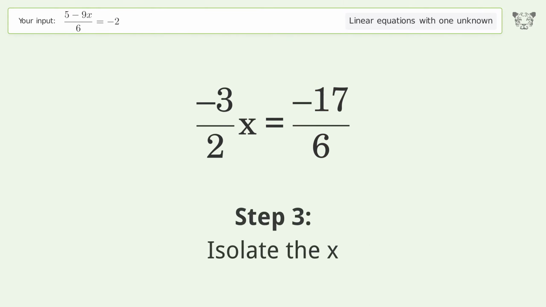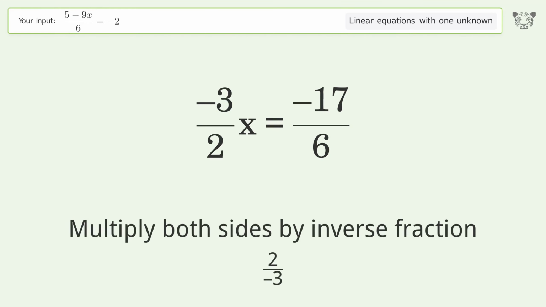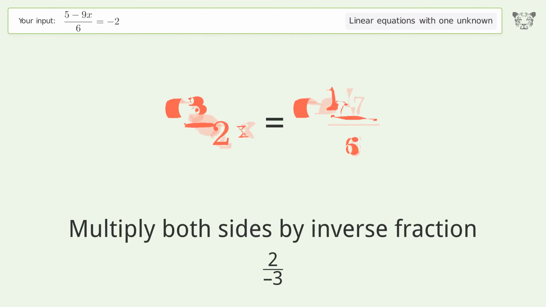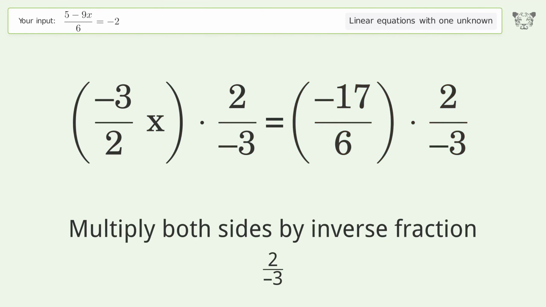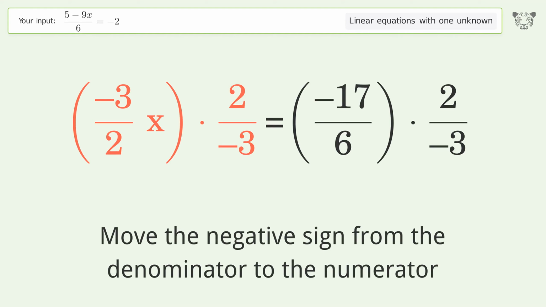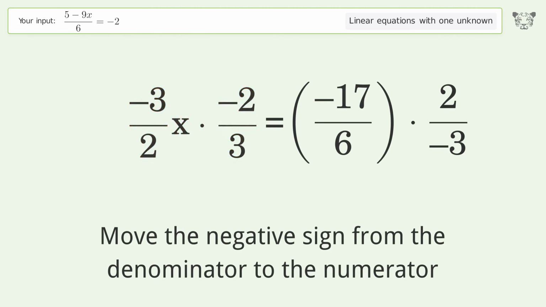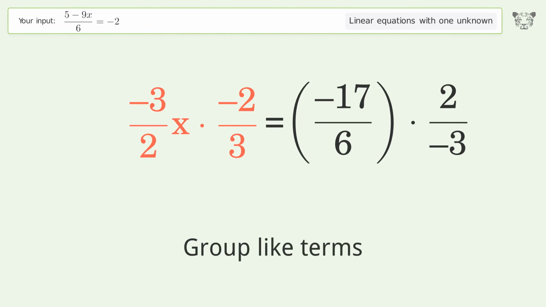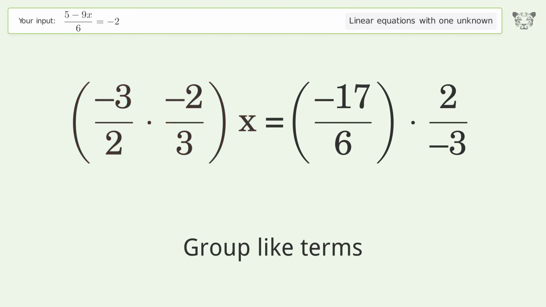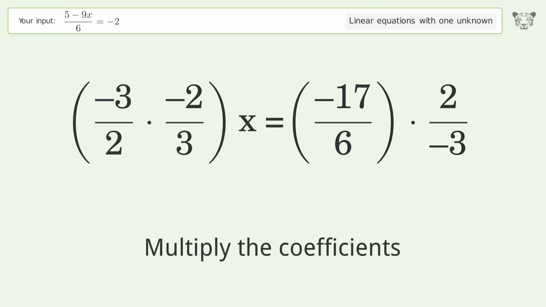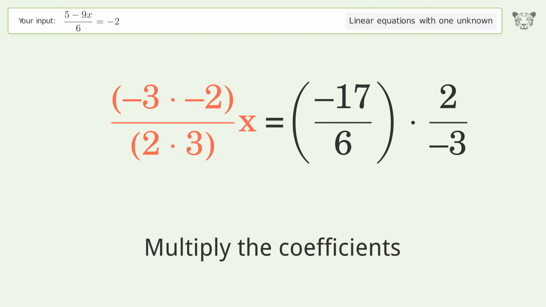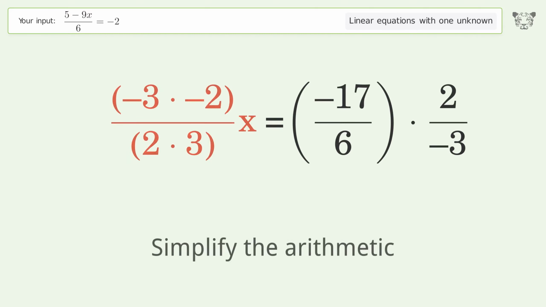Isolate the x. Multiply both sides by inverse fraction 2/3. Move the negative sign from the denominator to the numerator. Group like terms. Multiply the coefficients. Simplify the arithmetic.